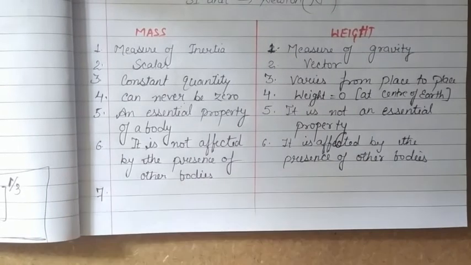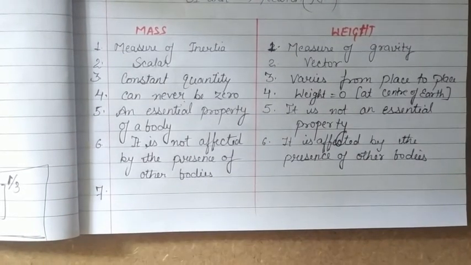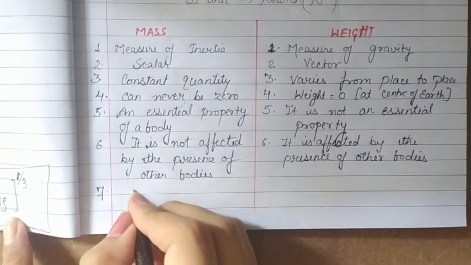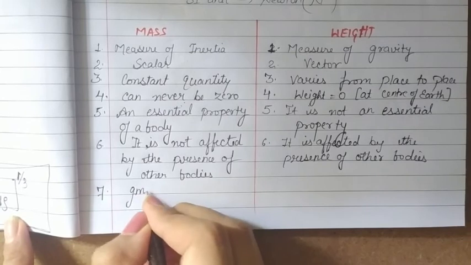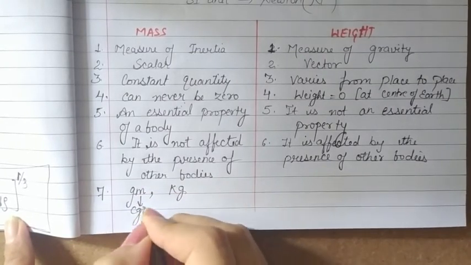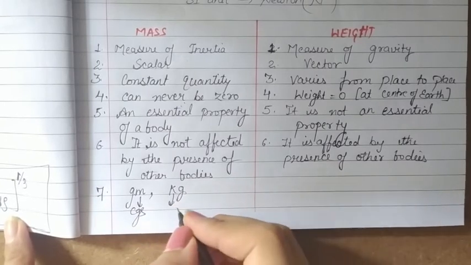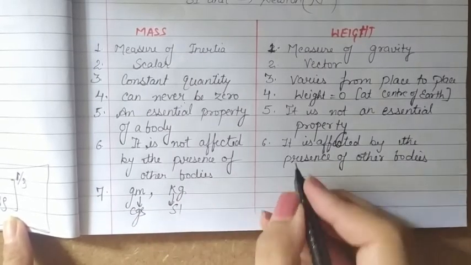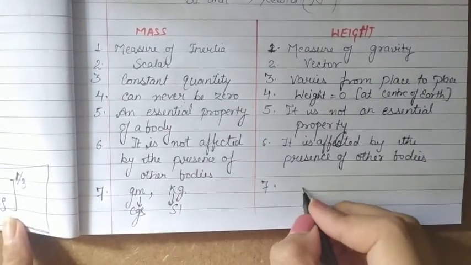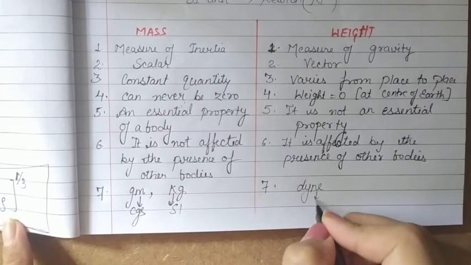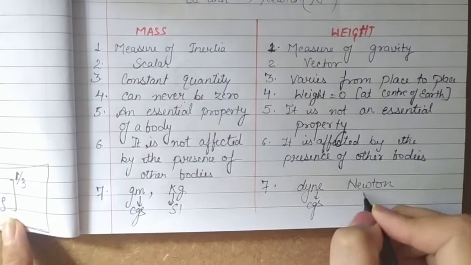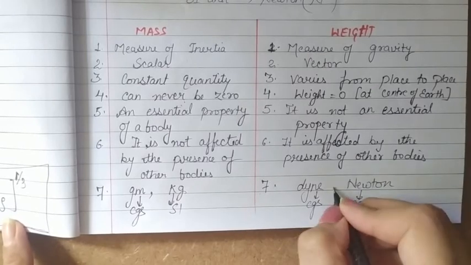And the last one is the unit that we have studied. The SI unit of mass is kilograms and CGS is grams. So CGS unit is grams while MKS unit or SI unit is kilograms. In case of weight, these units are dynes and Newton. In case of CGS, it is dynes, while in SI system it is Newton. So this is the last difference between weight and mass.